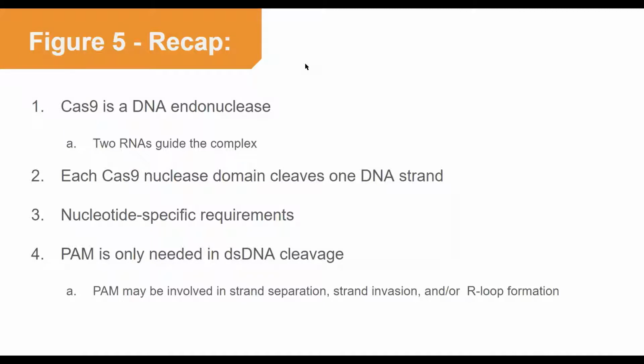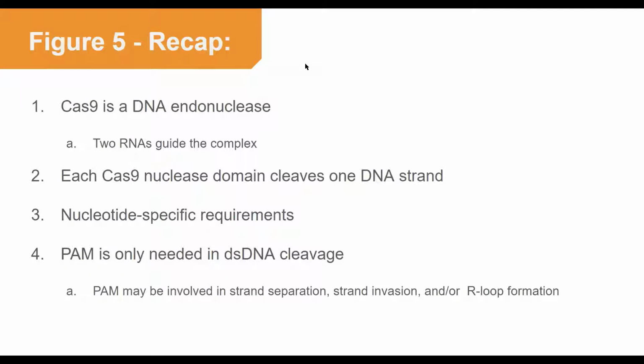I wanted to provide a recap before we actually get into Figure 5 because I know that a lot of data and a lot of results have been reviewed so far. So first, in Figure 1, the results indicated that Cas9 is a DNA endonuclease, and that is guided by two RNAs called tracrRNA and crRNAs. In Figure 2, we saw that each Cas9 nuclease domain cleaves one DNA strand.